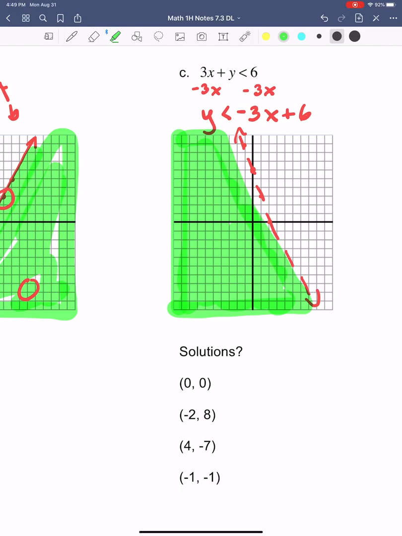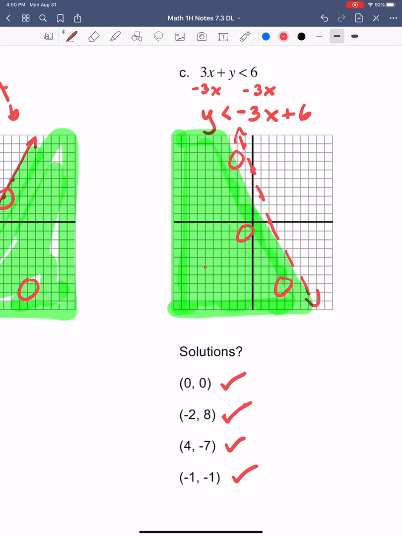And now we've got to figure out our solutions. So 0, 0, that does count. Okay, negative 2, comma 8. Well, that's just barely going to fit in there, right? I think it's right about here, so that does count. Okay, and then we keep going. 4, negative 7. Okay, so 4 and then negative 7. I think that does fall in, so that's going to work. And then negative 1, okay, somewhere right there, so that works as well. And of course, there's many more solutions, right?